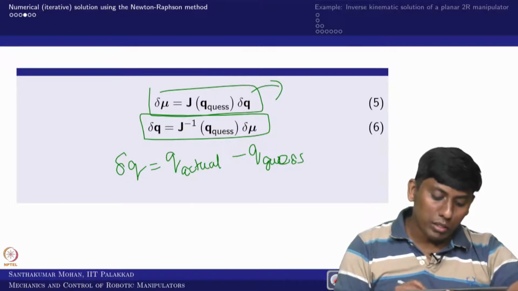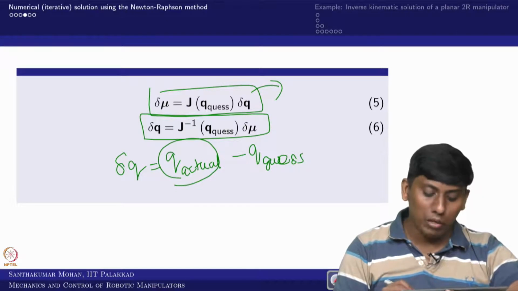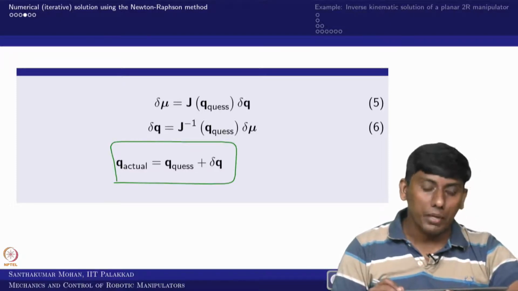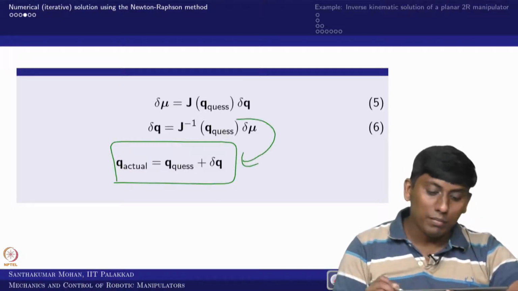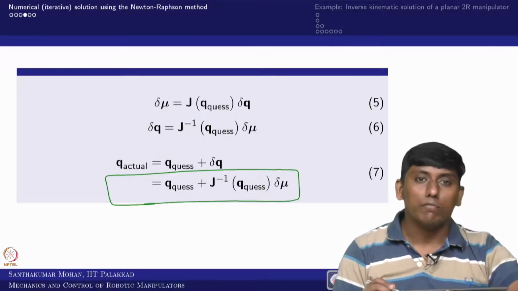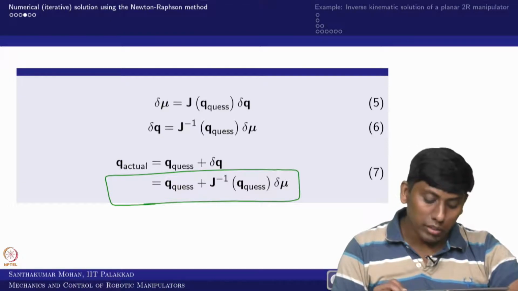So in that sense, what you can do, you can make q actual one side and put the q guess the other side. So what you will get? You will get the final solution in this form, right? So now you substitute this here. So what you will get, this is the final equation which we are going to use in the Newton-Raphson method.